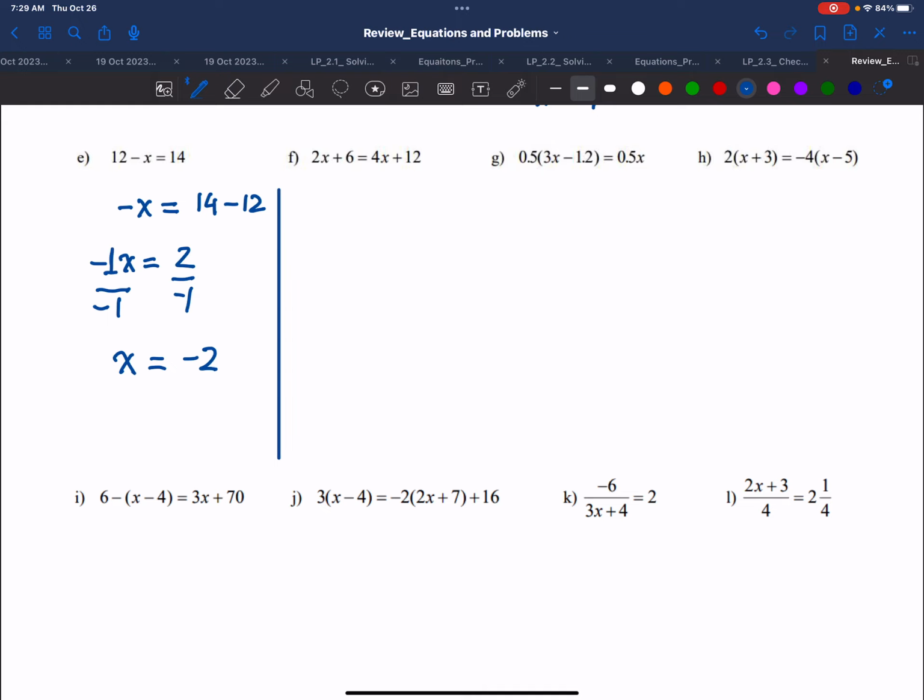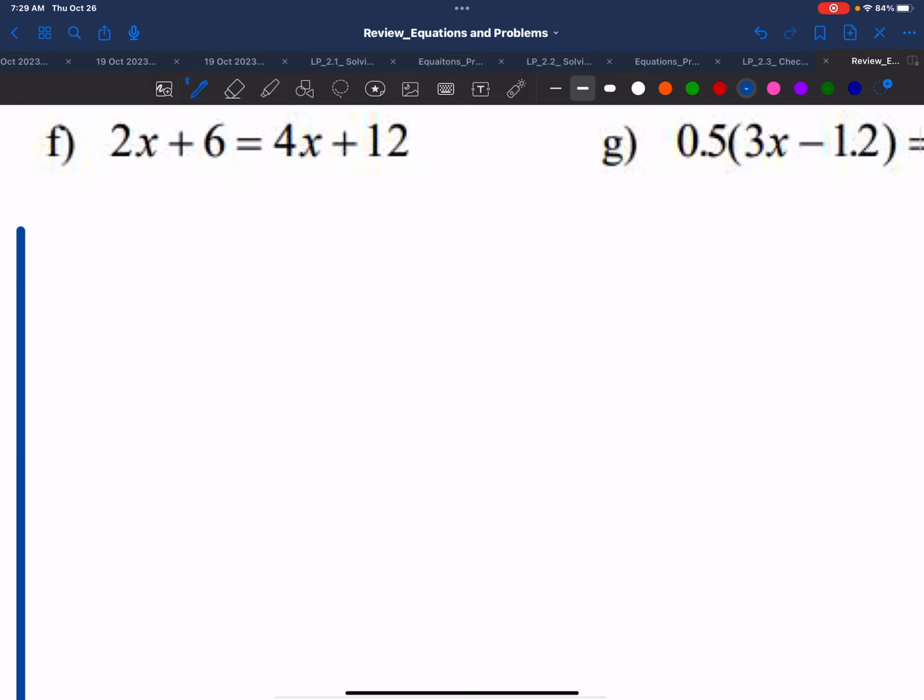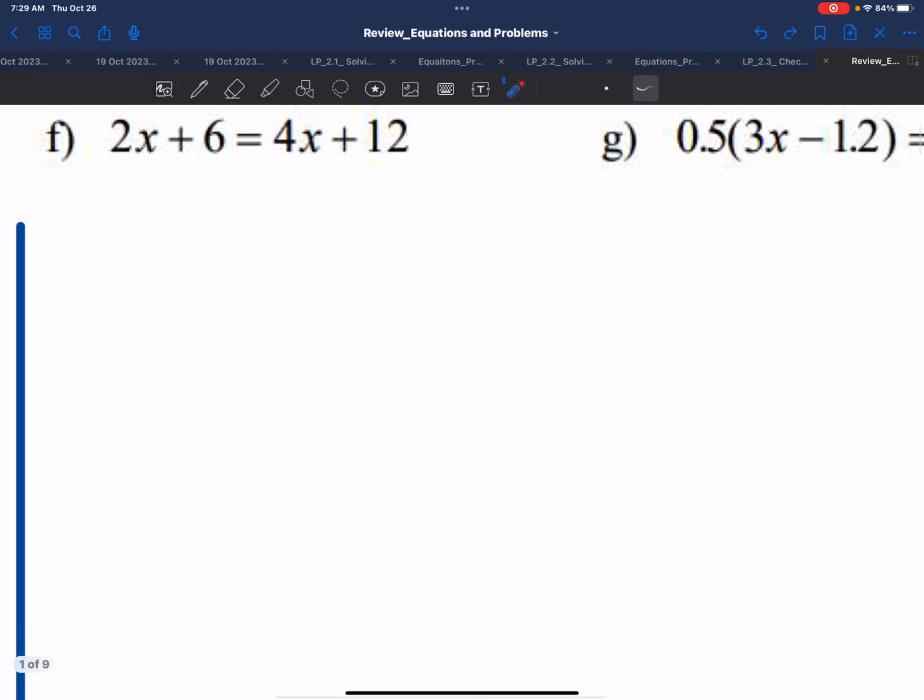Next we have 2x plus 6 equals 4x plus 12. So in this equation, we will have to first group the terms that contain the variable. In this case, 2x and 4x. And we do this by taking the variable terms to one side and numbers on the other. Now, since I want to keep numbers on the right side, I'm going to write the number that is already on the right side. And since I want to keep variables on the left, I'm going to write the variable term that is already on the left side as is.